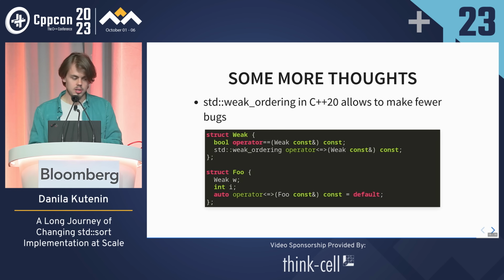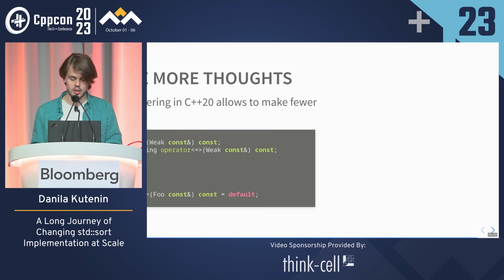C++20 allows us to make fewer bugs. We return from operator spaceship the ordering that we need. It works much better. You don't need to write your own comparators, which might be buggy.